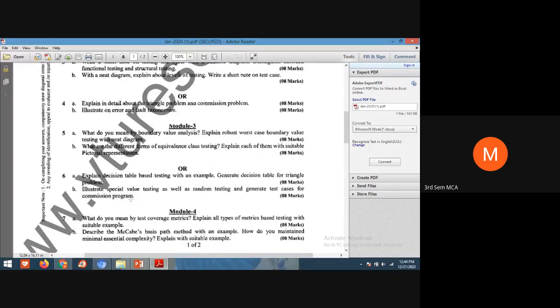They may ask you next time to write a special value test case for the triangle problem. If you know the basic definition of special value, random test and test generation, then you can write a test case for any scenario which they give in the question paper.